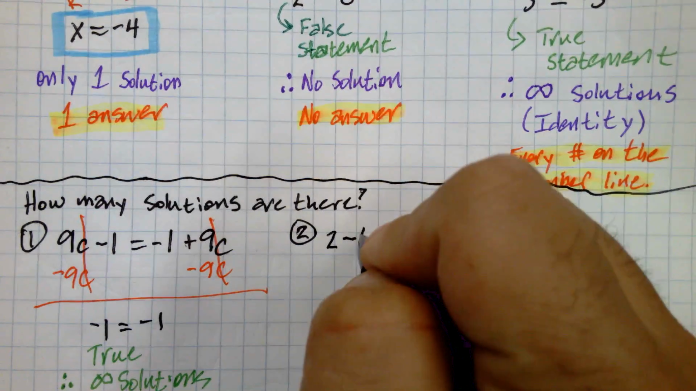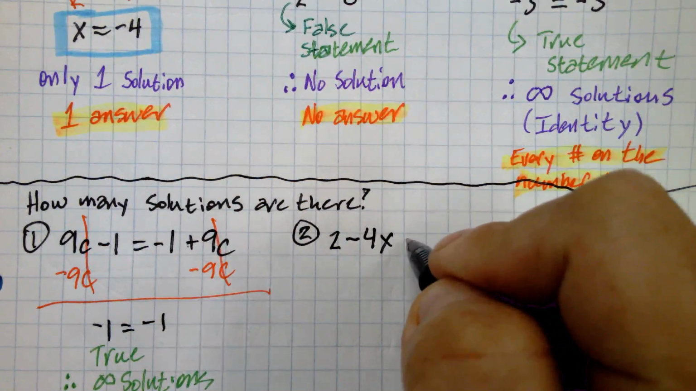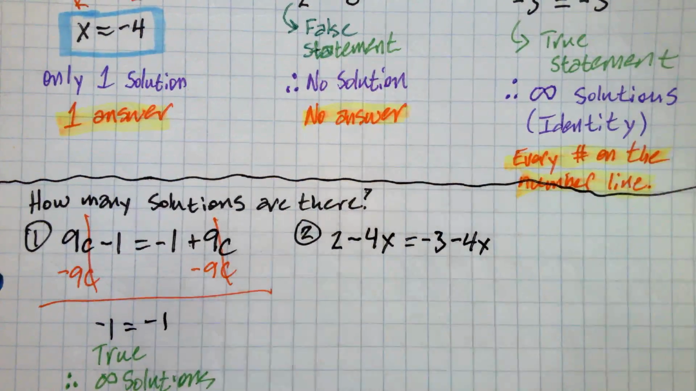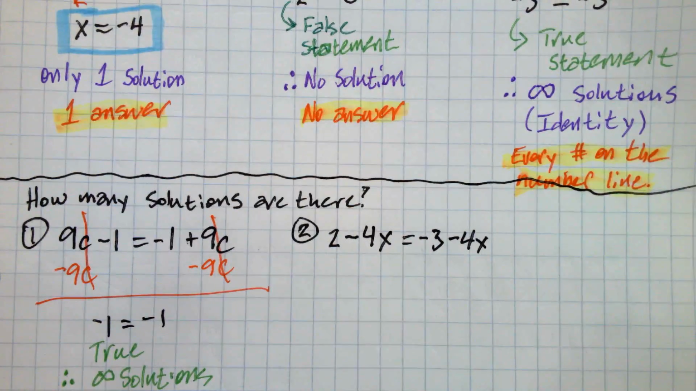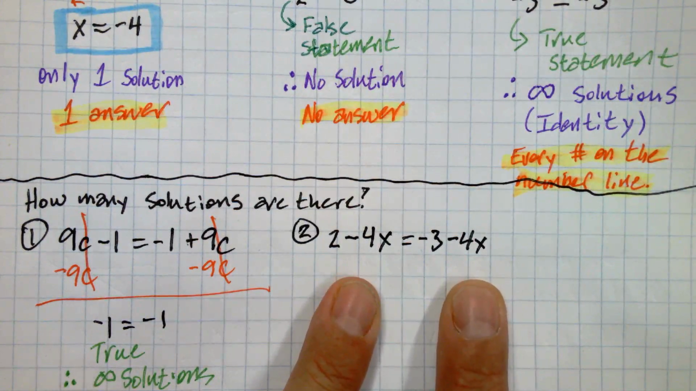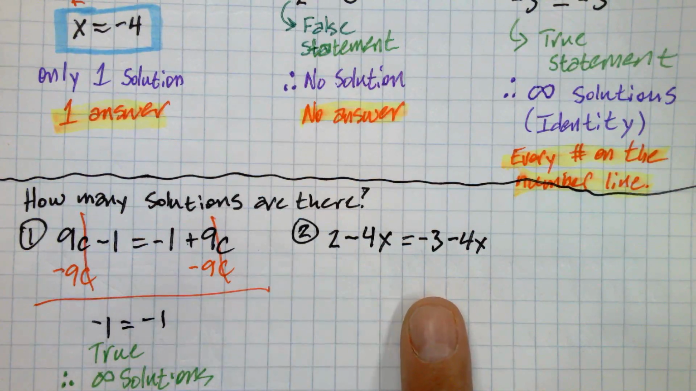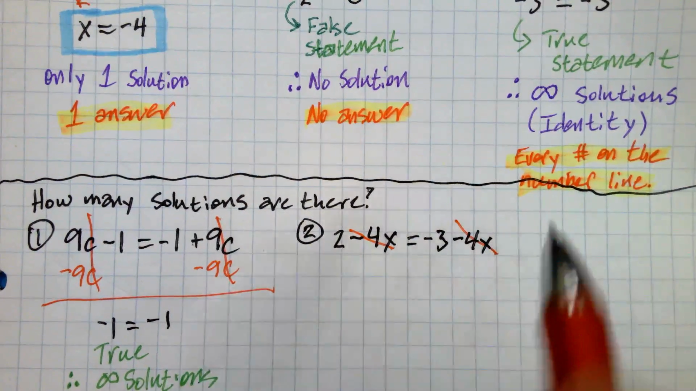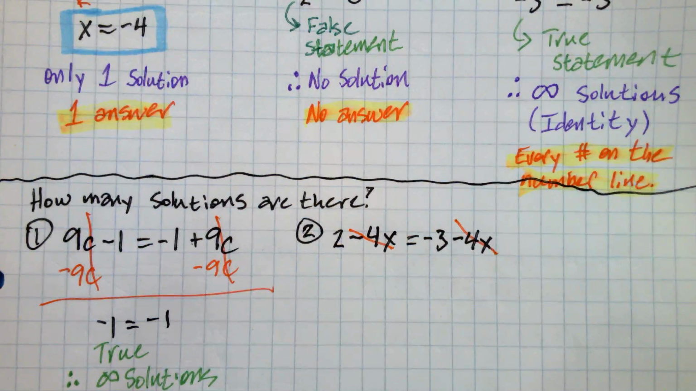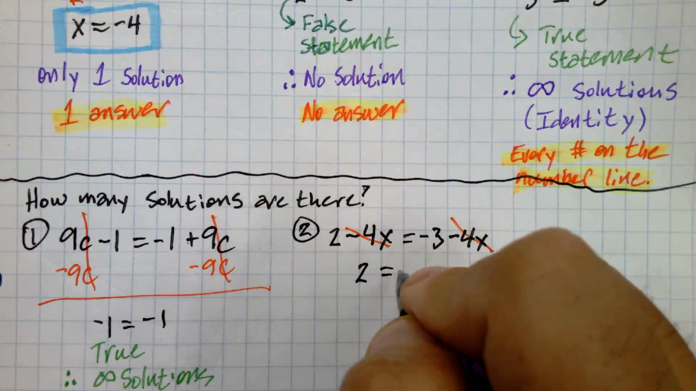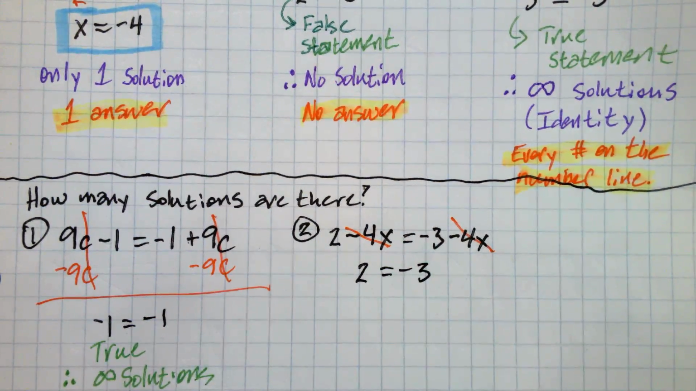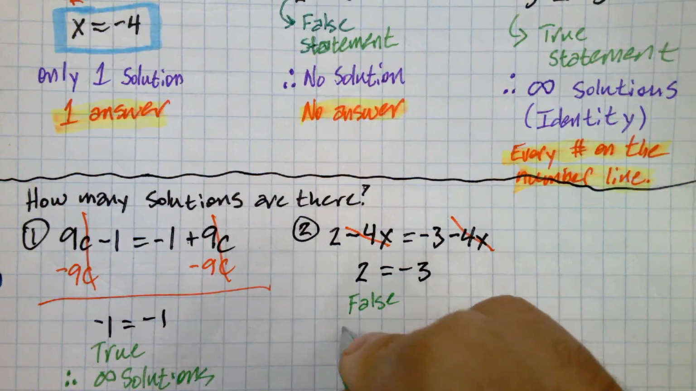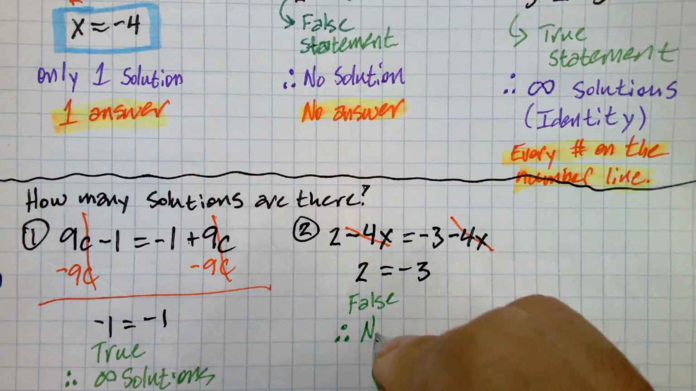2 minus 4x equals negative 3 minus 4x. No solution. They're almost identical, except on one side you have a 2, and on the other side you have a negative 3. These terms would cancel, right? And you'd be left with 2 equals negative 3, which is false. Therefore, no solution.